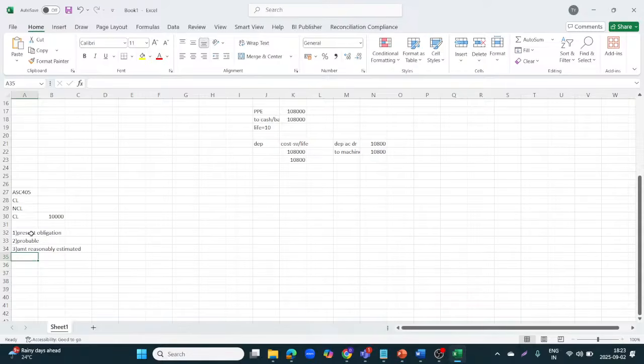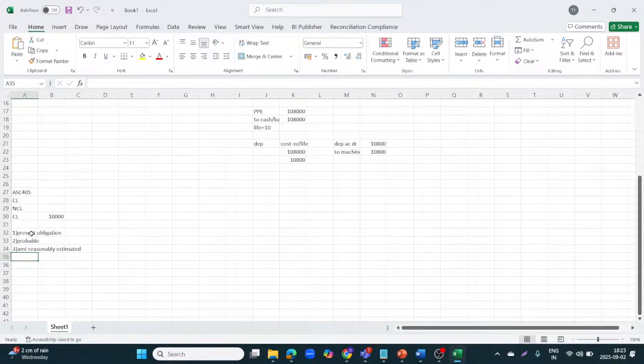If it's remote, meaning highly unlikely, in that case there is no need to record it or disclose it. Let's say your company is facing a legal claim for $5 lakh. Your legal team thinks there's a 70% chance you will lose, and they estimate the damages at $3 lakh. Since it's both probable and the amount can be estimated, you have to record a liability of $3 lakh.